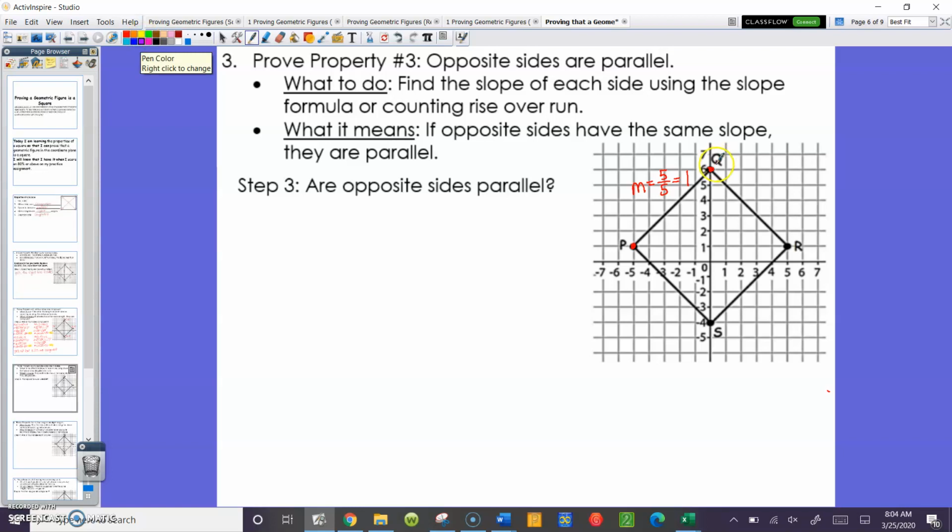All right, let's go ahead and look at QR. So if I'm starting at Q and I'm going to R, I'm going to go down 1, 2, 3, 4, 5. So that's a negative 5 over, and then to the right, 1, 2, 3, 4, 5. Negative 5 over 5. And when I simplify that, that is negative 1.